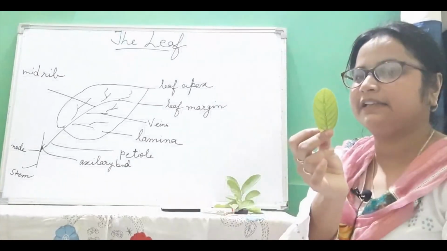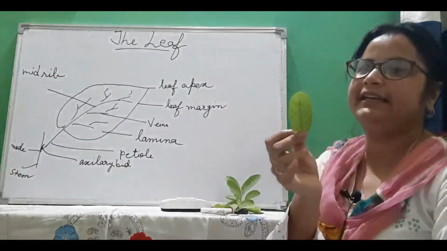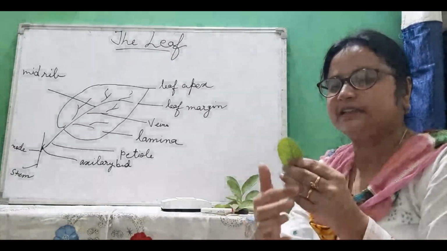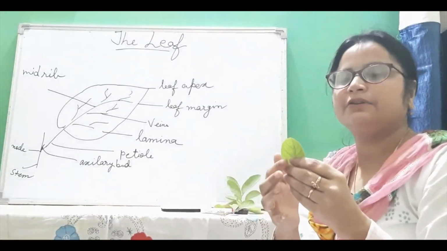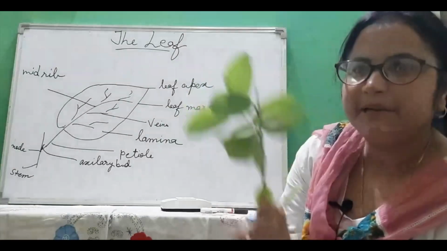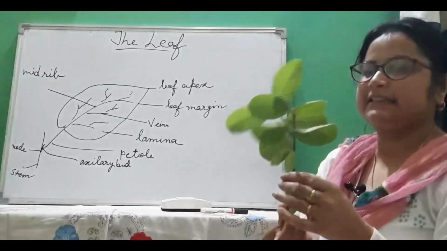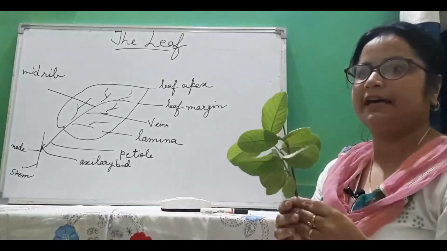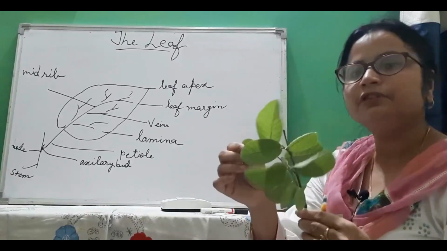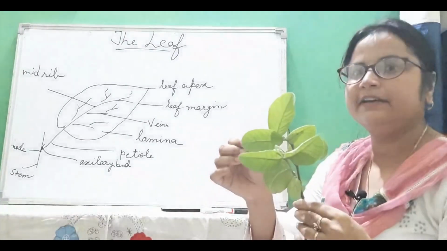You have all seen so many types of leaves all around you. Now, what is a leaf? A leaf is the broad, flattened part of the plant. Yes, of course, it is a part of the plant, and it is a very important part. Why is it important? Because it makes food for the plant.